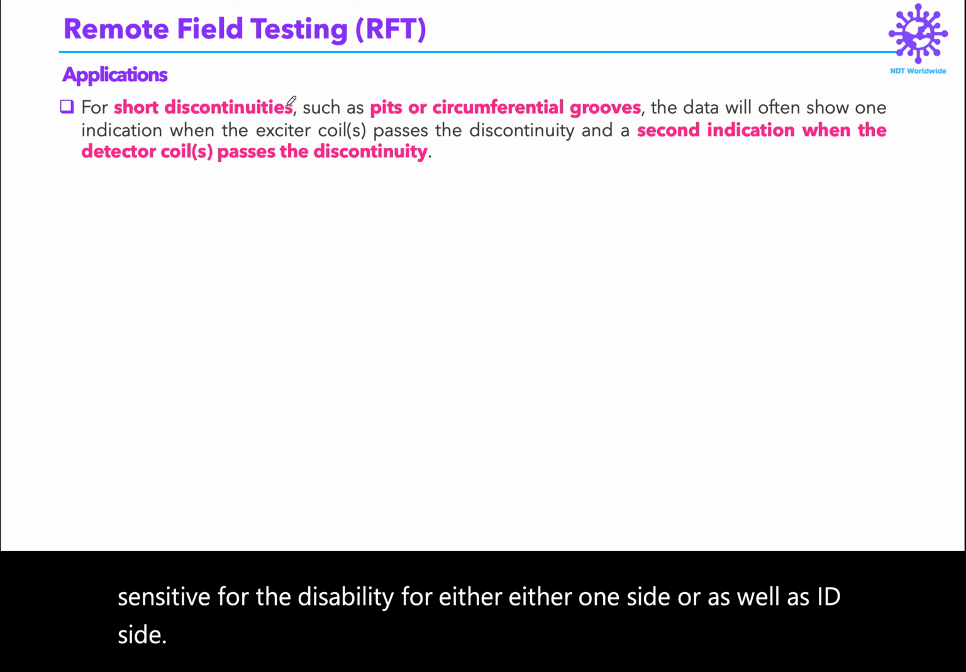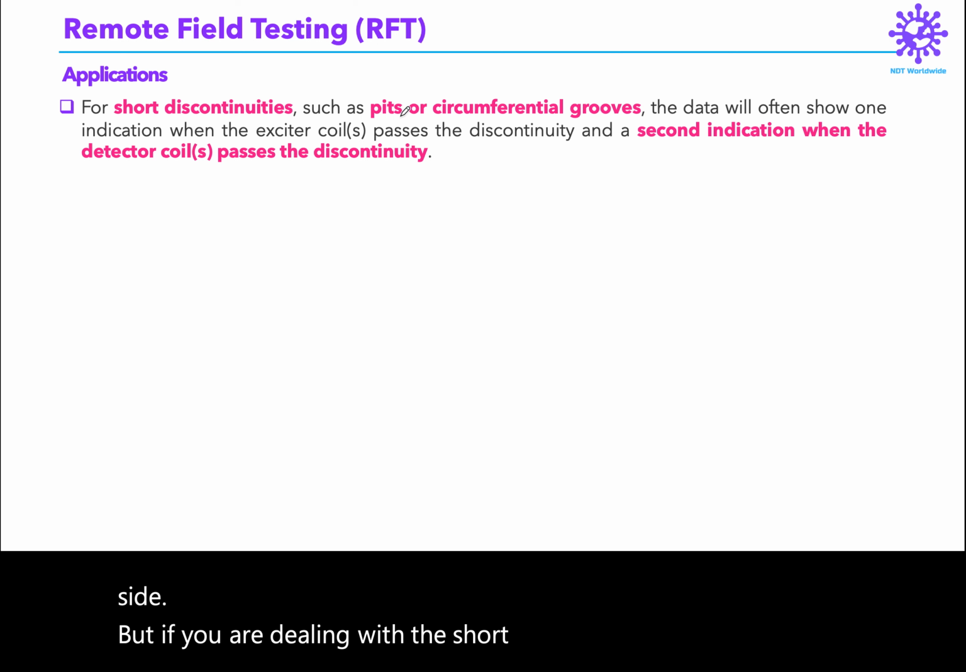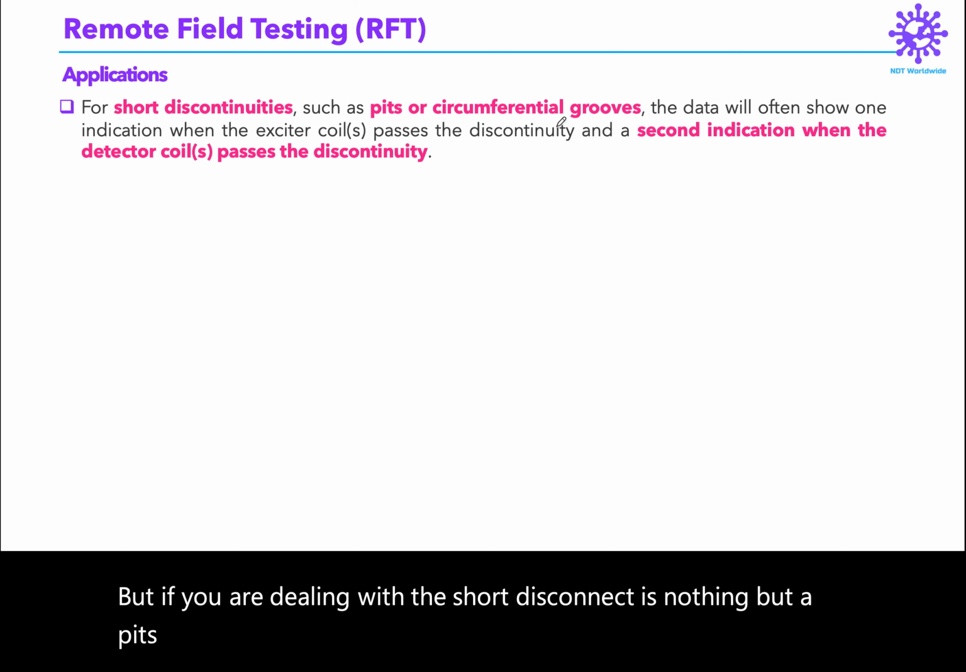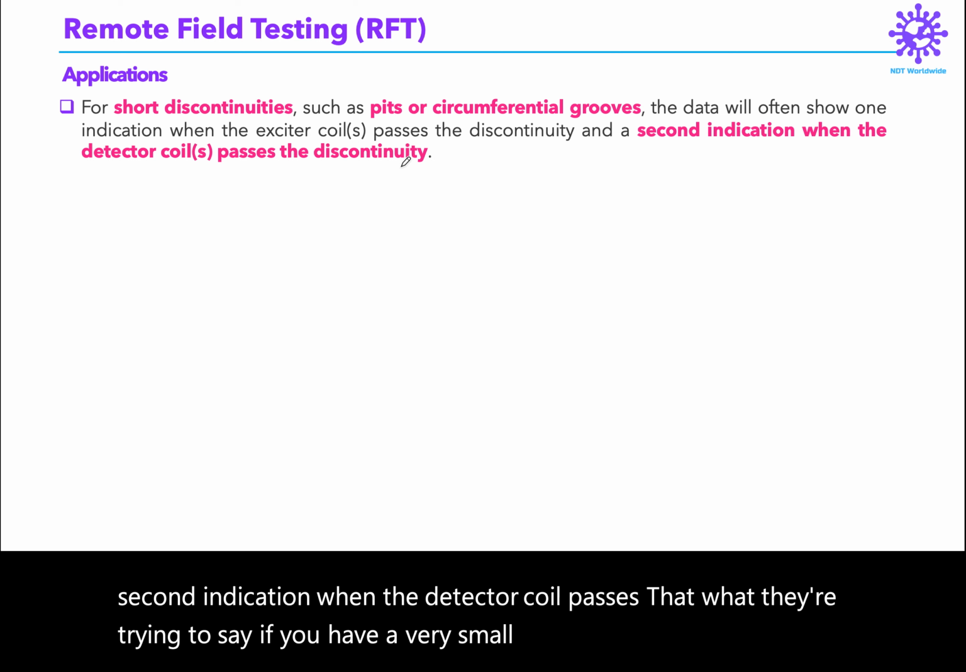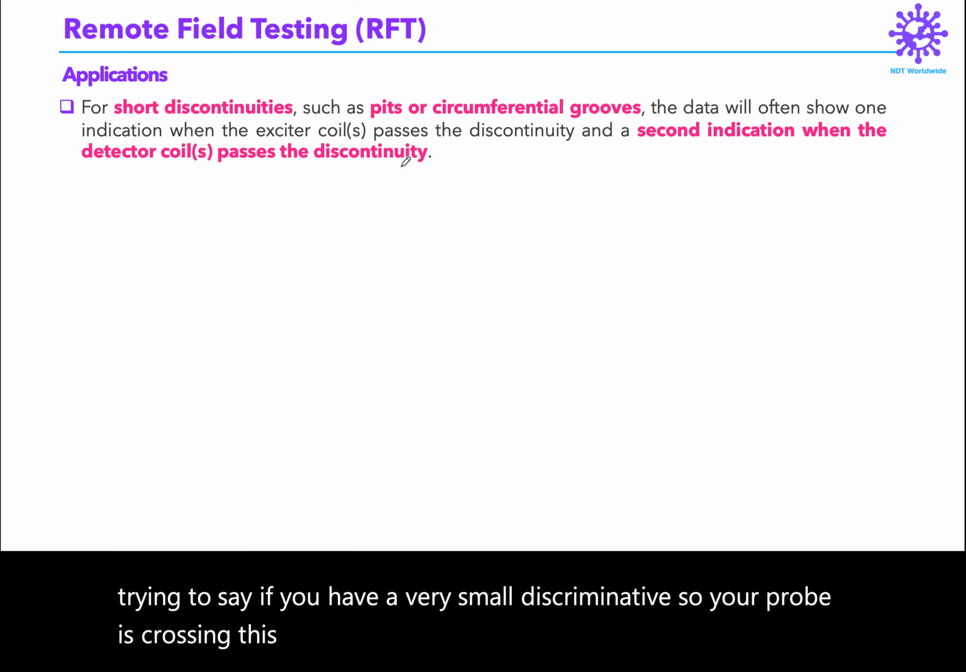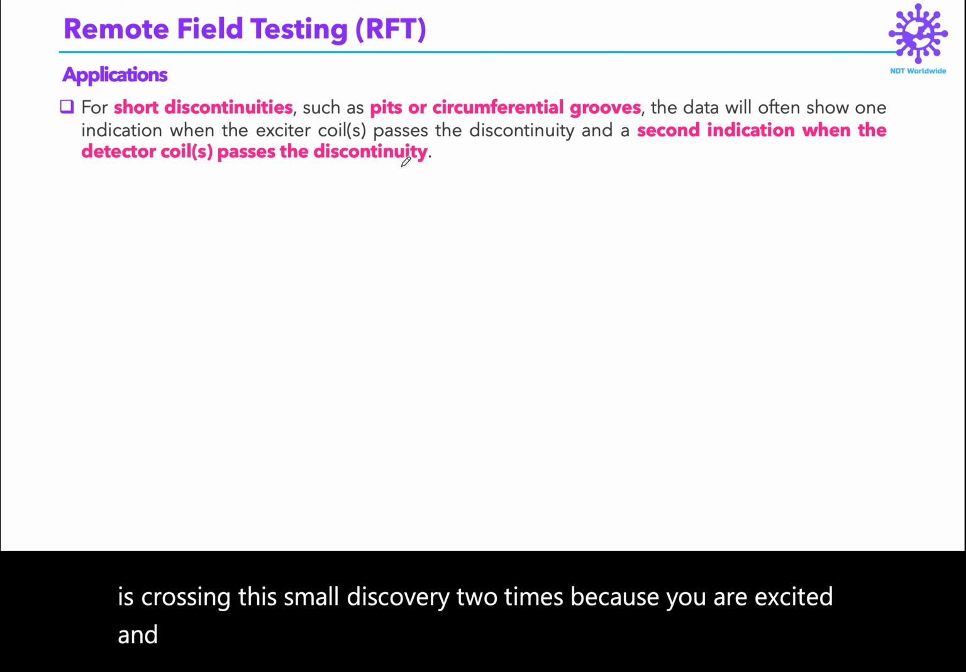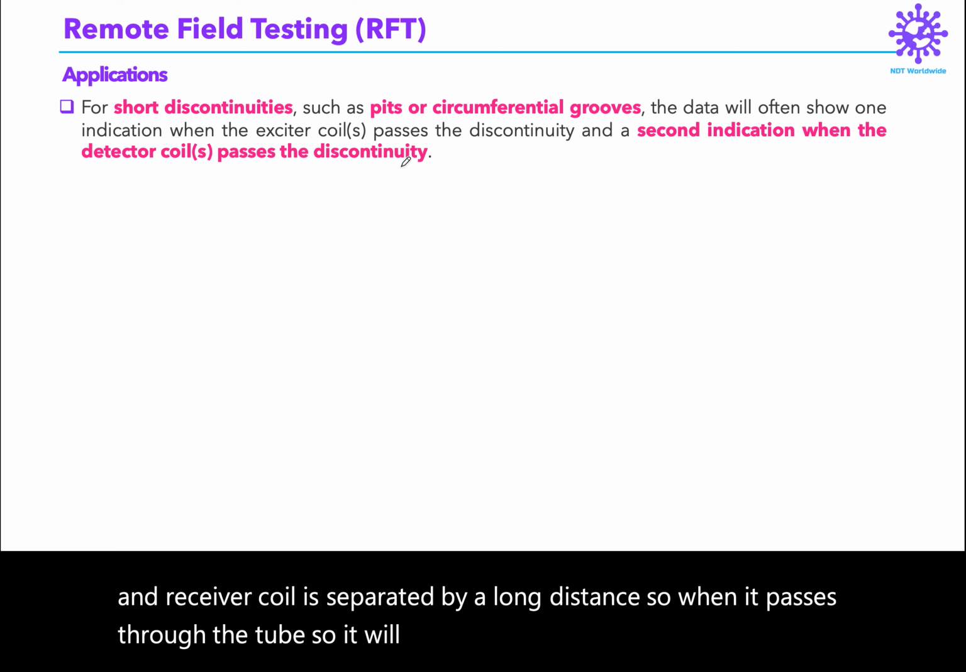But if you are dealing with a short discontinuity, it's nothing but pits. If you have a short discontinuity like pits, you may get a second indication when the detector coil passes the discontinuity. What they're trying to say is, if you have a very small discontinuity, your probe is crossing this small discontinuity two times, because your exciter and receiver coil are separated by a long distance. So when it passes through the tube, it will show the indication two times.